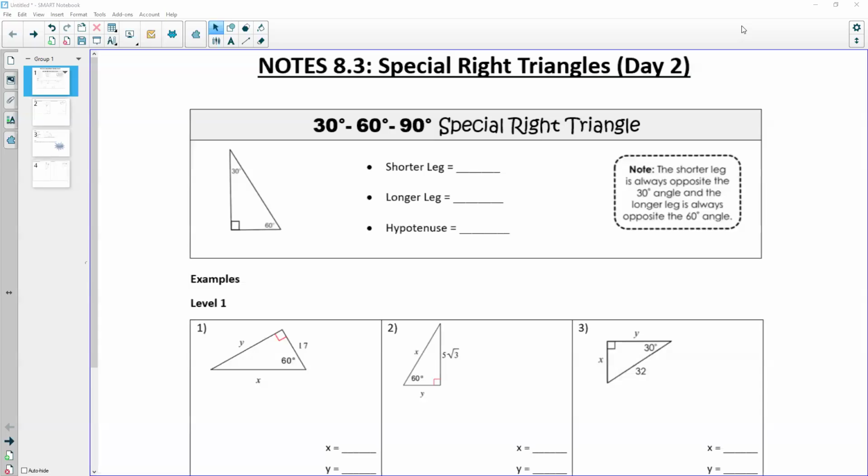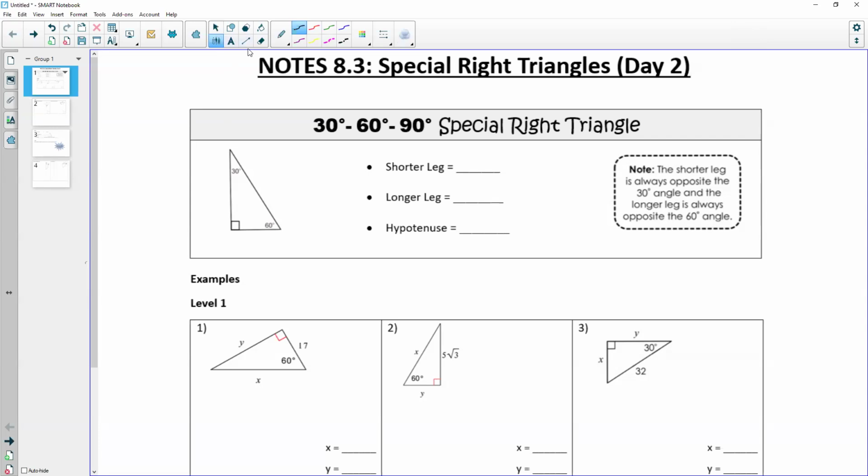All right, this video is going to cover notes 8.3. This will be going over day 2 of our special right triangles. So in day 1 of our special right triangles notes, we looked at the 45, 45, 90 special right triangle. Today, what we're going to be looking at is the second special type of right triangle, which is known as the 30, 60, 90 special right triangle.